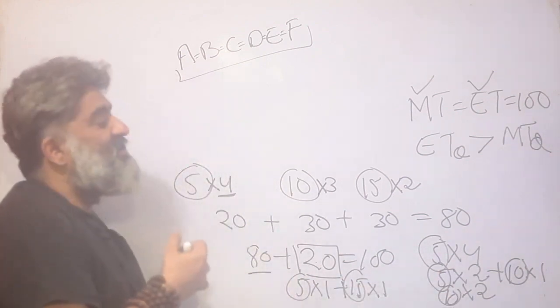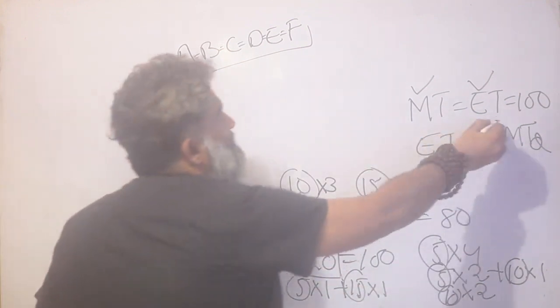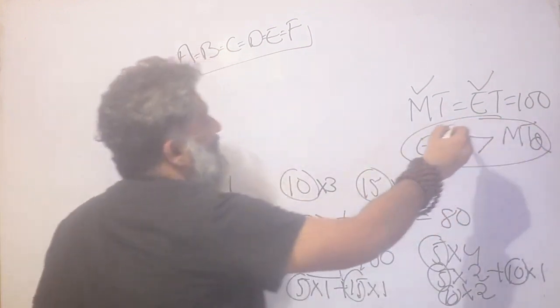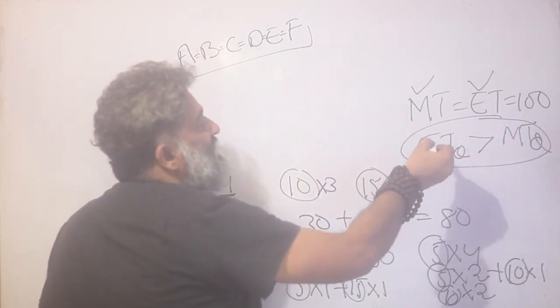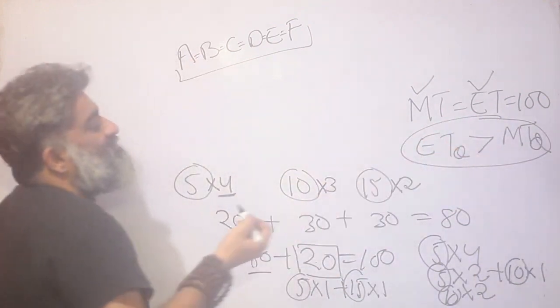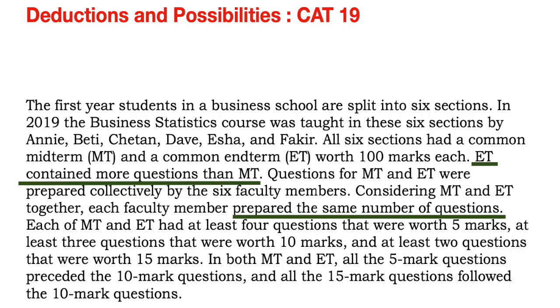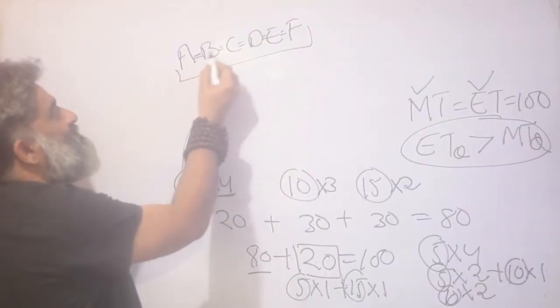Now let me start thinking about number of questions, because remember I have a rule that the number of questions in ET is greater than the number of questions in MT. Another piece of information given in the story was that all of these 6 characters created the same number of questions.